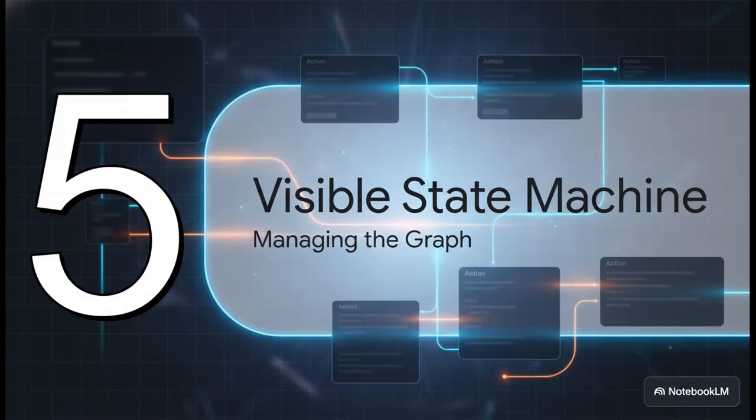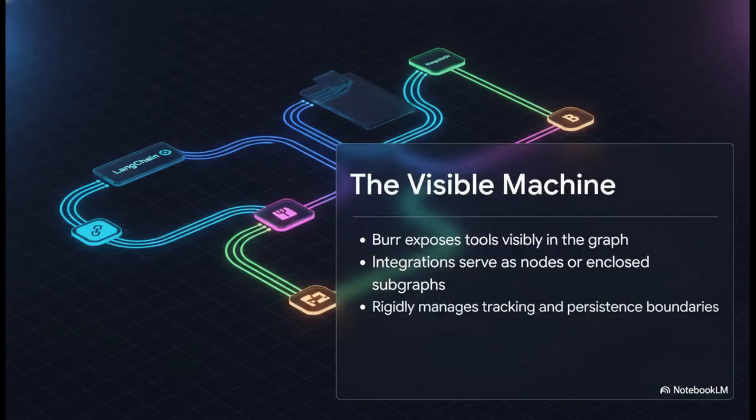Finally, let's talk about the visible state machine and managing the graph. We're going to pull all these modular building blocks together into our final architectural vision. The overarching takeaway for you is that Burr does not make your tools disappear into hidden abstractions. It gives them a highly visible, inspectable place right on the graph. Integrations serve as nodes, helpers, or enclosed subgraphs. And while they do their specific job, Burr rigidly manages the tracking, the persistence, and the exact resumption boundaries.